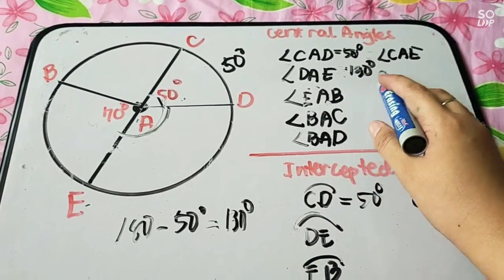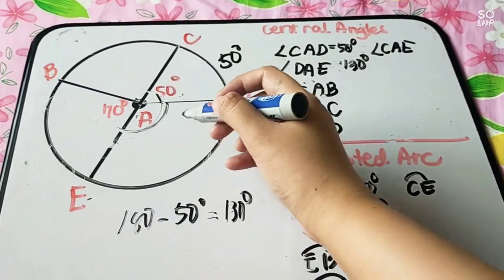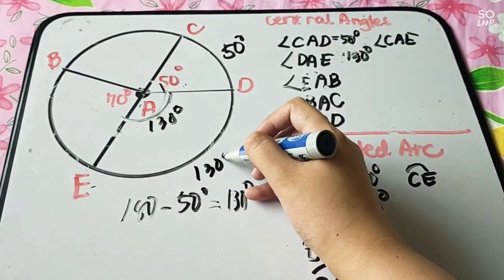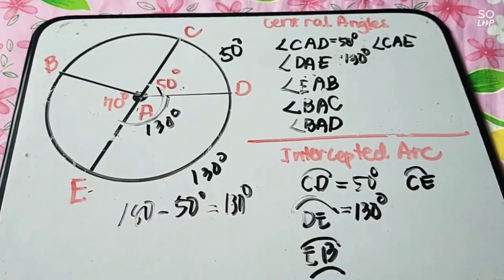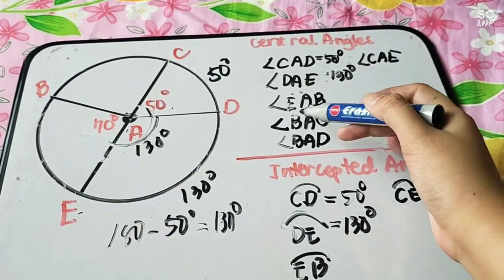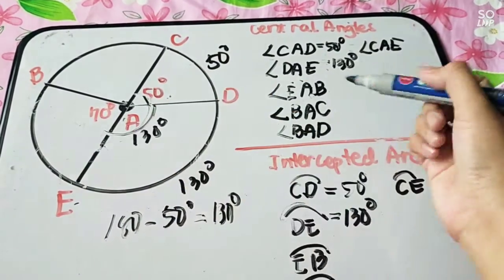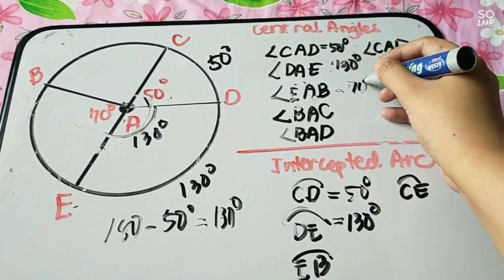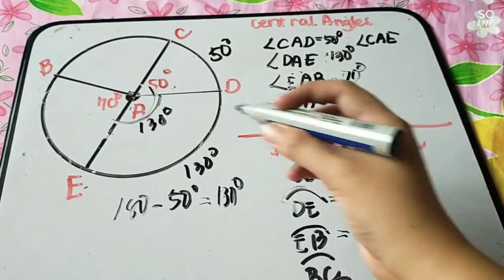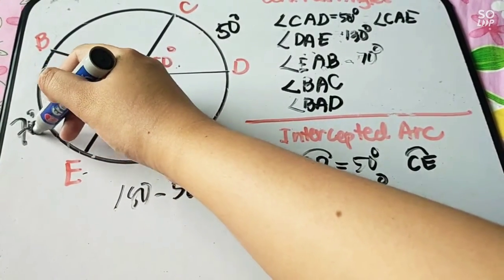Kung si DAE ay 130, si DE is also 130 degrees. So, this one is 130 degrees. If you add this one, that is 180. Is it clear? Next, let's move with angle EAB. EAB. May given na tayo, which is 70 degrees. Just copy. 70 degrees. Therefore, si arc EB is also 70 degrees. Right here, 70 degrees. Para hindi ka malilito.